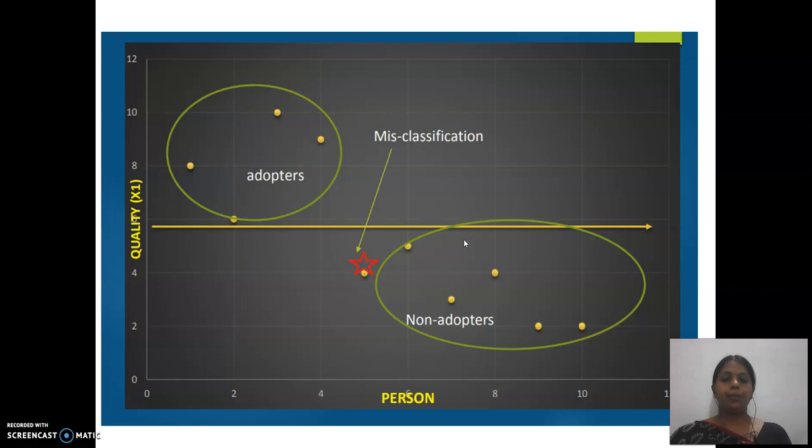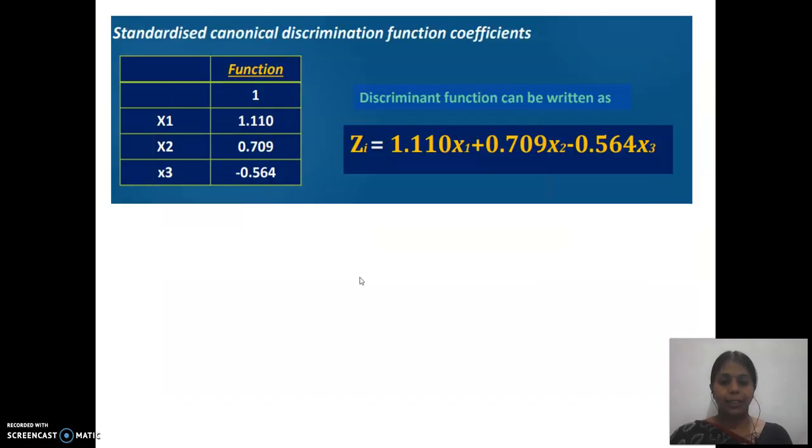If you try to plot, each observation can be plotted here. There can be one misclassification. This is always possible in a classifier, that there can be some misclassification. If the discriminant line is considered in this way, then there is a misclassification.